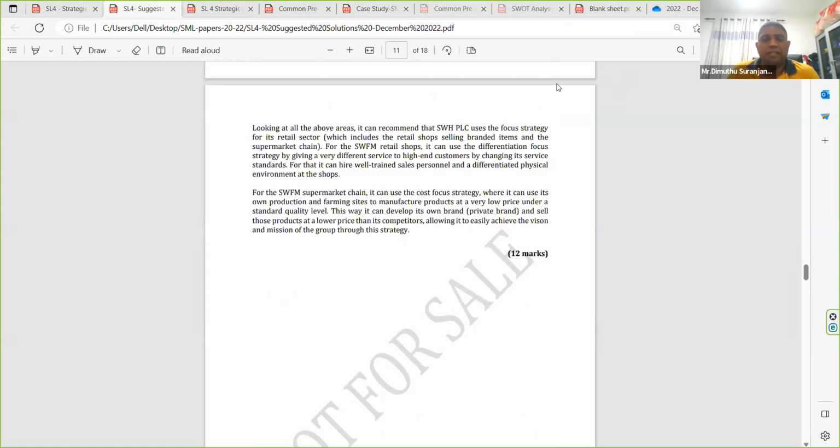I analyze all these strategies, right? Then finally you say, the established PLC uses the focus strategy for its retail sector, which includes the retail shop selling branded items and the supermarket chain for the established retail shops. It can use a differentiation focus. He analyzes whether it's practical, then finally finds the answer. It's differentiation focus. Right?